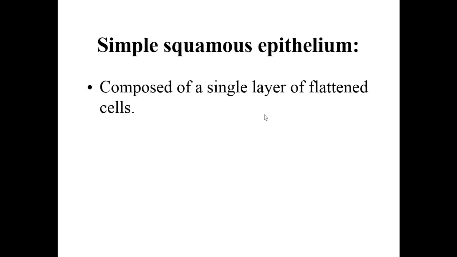Okay, so how does simple squamous look like? This is the most flat type of epithelium because it is formed of one layer of flat cells. And this will make this type of epithelium suitable to be put on surfaces where we need passive movement. You get my point? Why passive movement? Because here the passage in this epithelium is very easy. You will be crossing just one layer of flat cells.